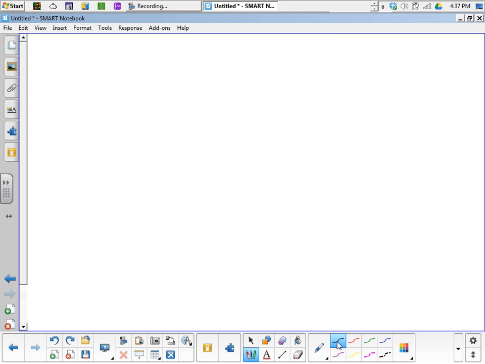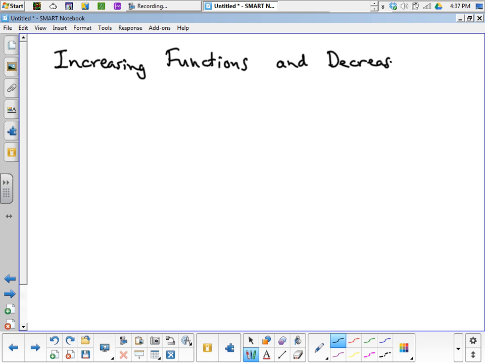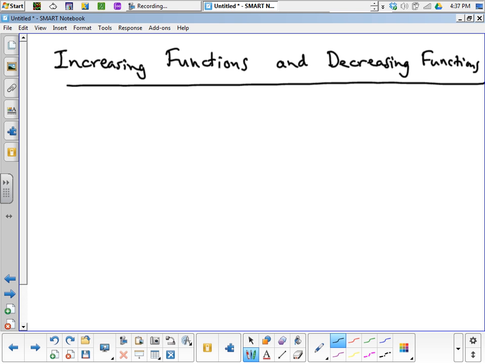Okay, the next thing I'd like to talk about is the idea of increasing functions and decreasing functions, and also maxima and minima. Okay? So let's talk about increasing functions and decreasing functions. Okay, so what does it mean for a function to be increasing? We would say a function is an increasing function if it basically looks like this, on the rise.